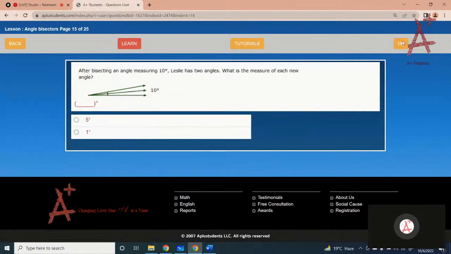After bisecting an angle measuring 10 degrees, we have two angles. What is the measure of the new angles? 10 divided by 2 is 5. That means the new angle is 5 degrees. Got it?